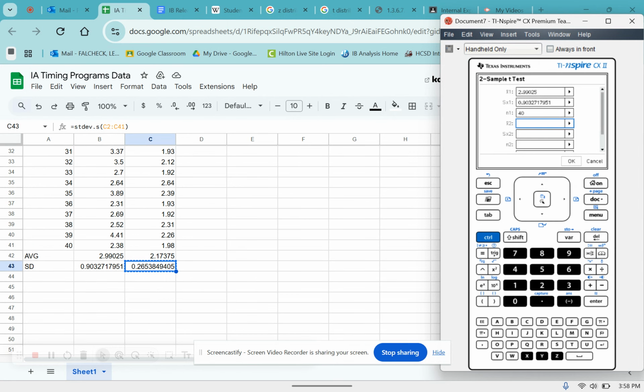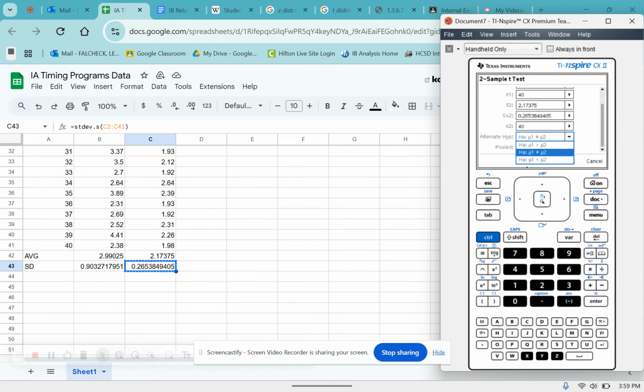And then we've got 2.17375. Standard deviation is 0.2653849405. You can see that the standard deviation is much lower for the quicker runtime too. So we're going to get a pretty statistically significant difference, I think.